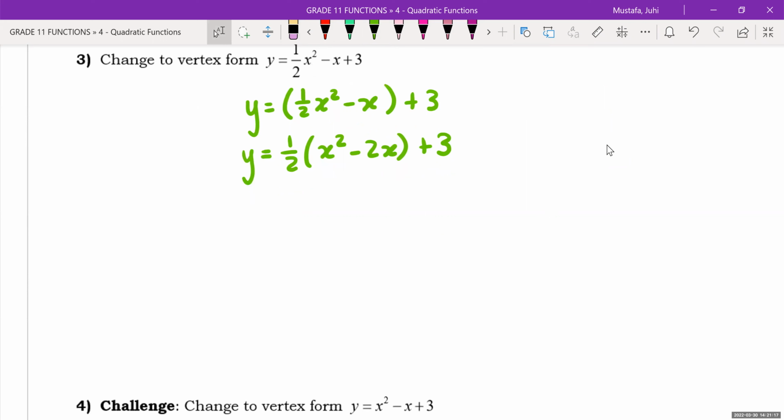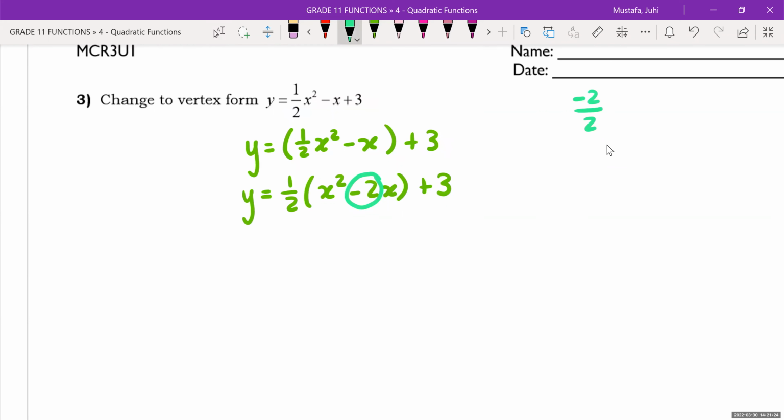Okay, the rest of the steps are exactly the same. We're going to complete the square with this negative 2. So it's going to be negative 2 divided by 2, which is negative 1, all of it squared, which is a 1.